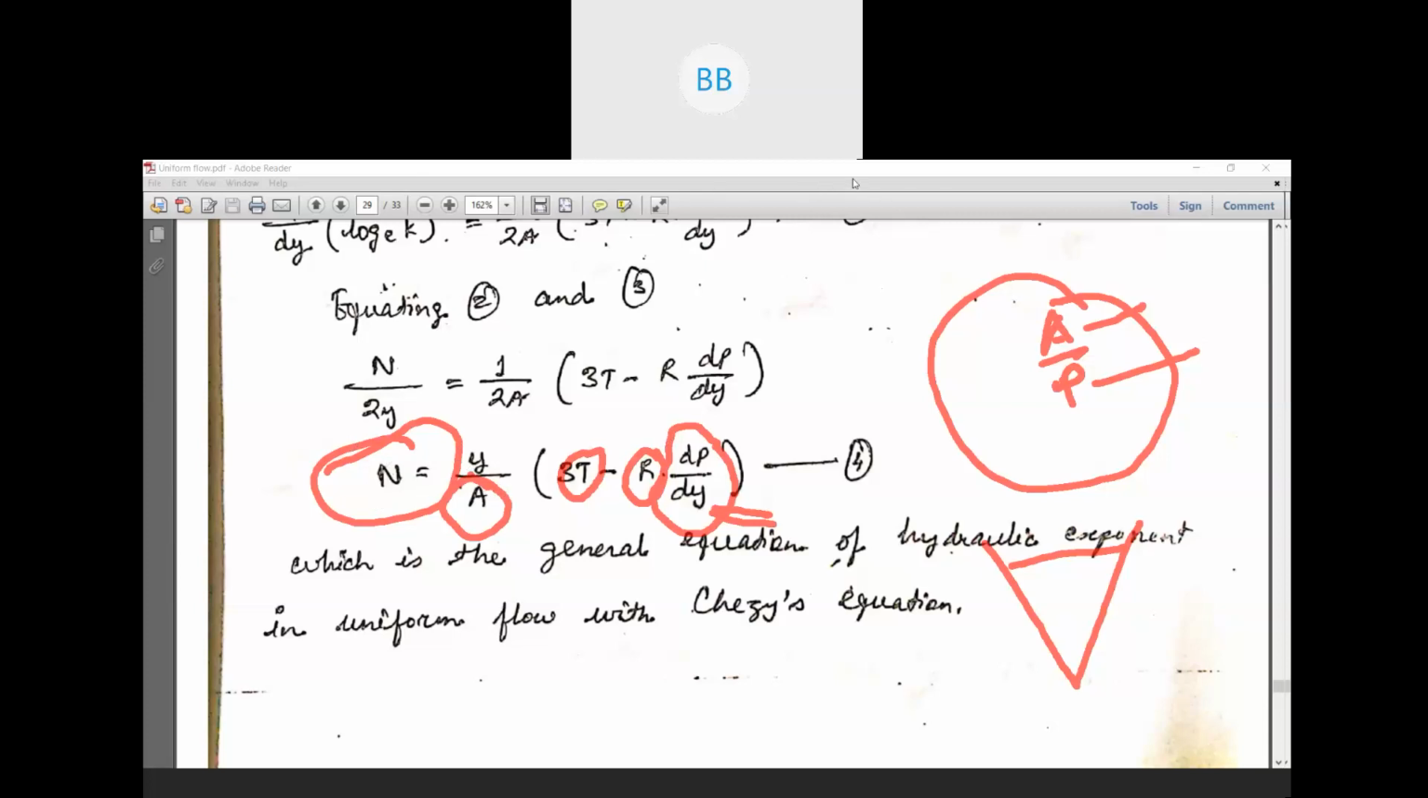So here we are going to end today, and in the next class we will go for the derivation of the hydraulic exponent by using Manning's equation. Okay, and please go through the derivation, and see if you have any doubts. Then we can discuss in the next class.